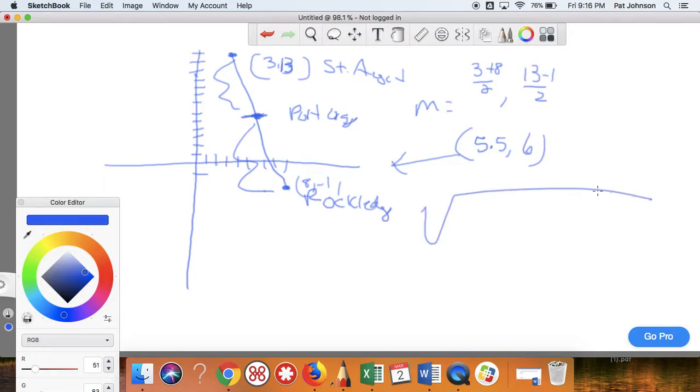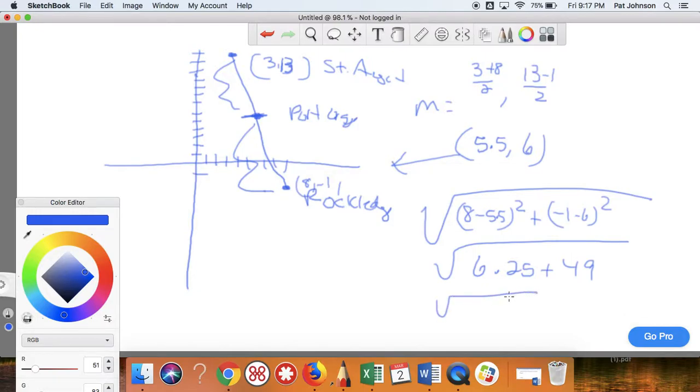So we take the square root of 8 minus 5.5 squared plus negative 1 minus 6 squared. We take the square root, so this becomes 6.25 plus 49. This together it becomes 55.25. And again, we just put this on our calculator and we get it's approximately 7.43.